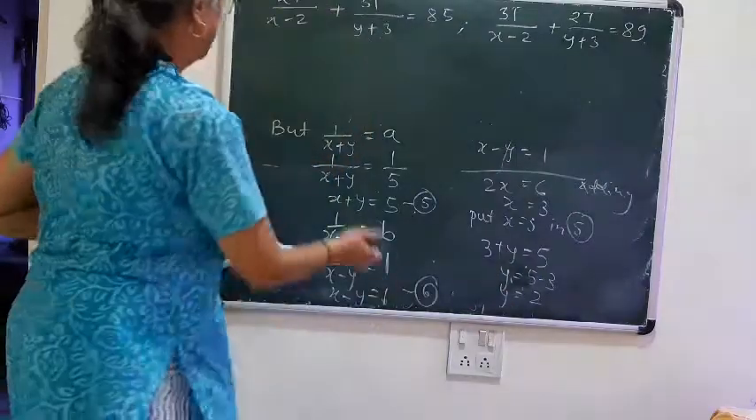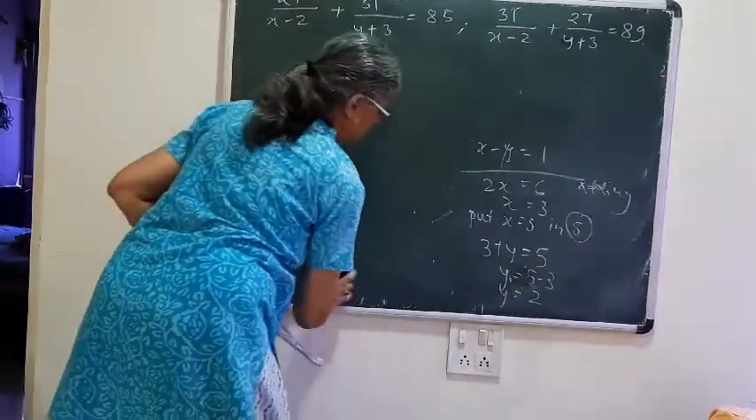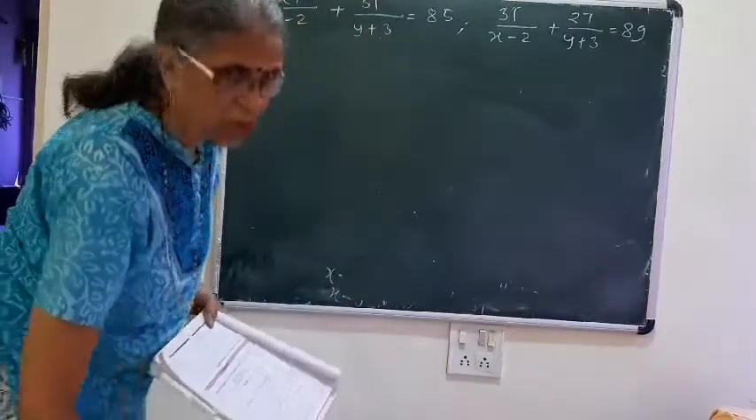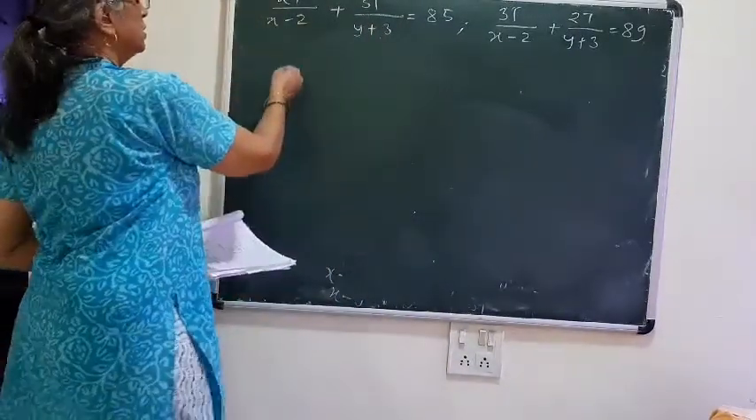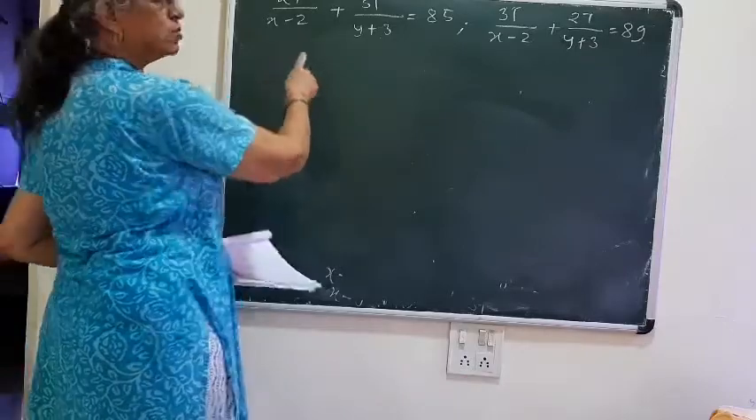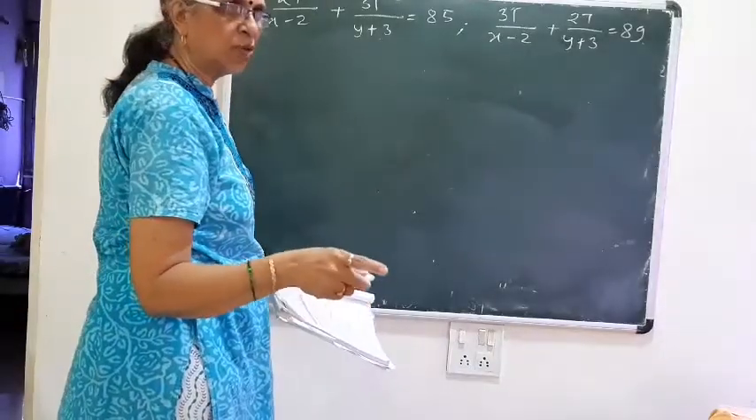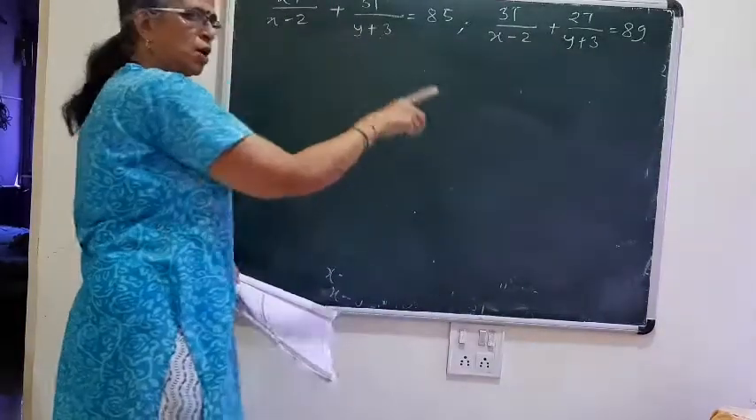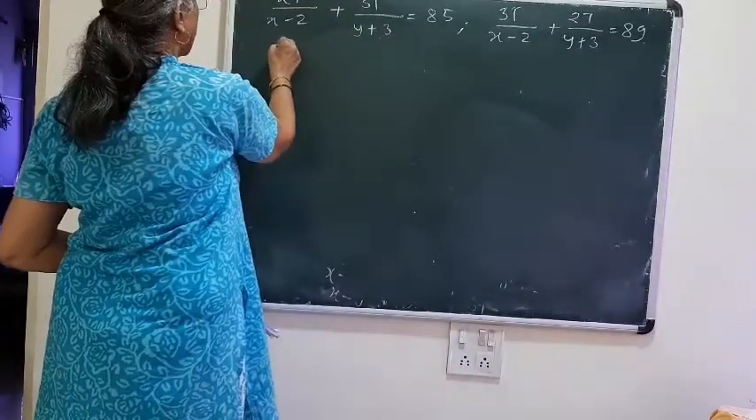So I will rub the board. You solve it yourself in your notebook. If you have difficulty, you can call me. So here, which are the common terms? 1 upon x minus 2 and 1 upon y plus 3. Here they are the common terms, but remember they are in the denominator. So you have to make the assumption.